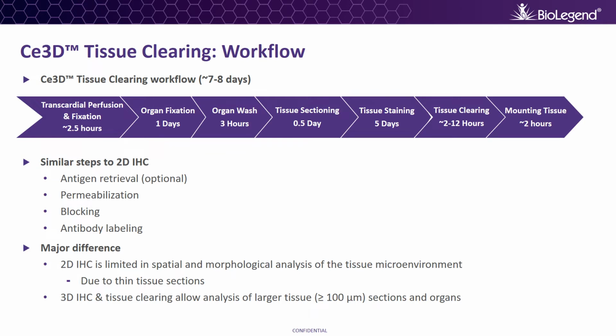The major difference between 3D and 2D IHC is that 2D IHC is limited in spatial and morphological analysis of tissue microenvironment due to the thinness of tissue sections. 3D IHC and tissue clearing, however, allow analysis of larger tissue sections greater than 100 microns and organs.